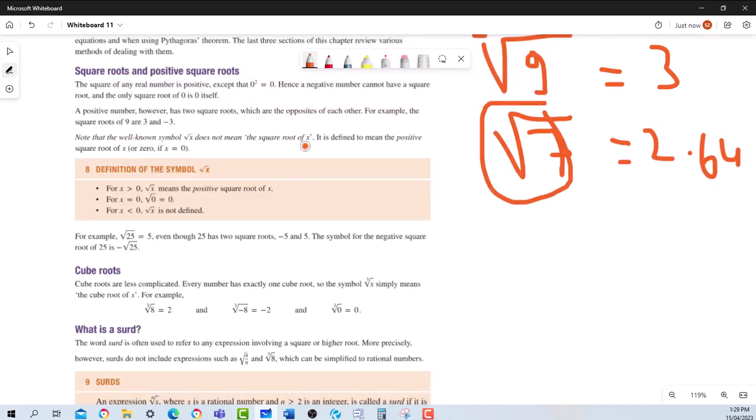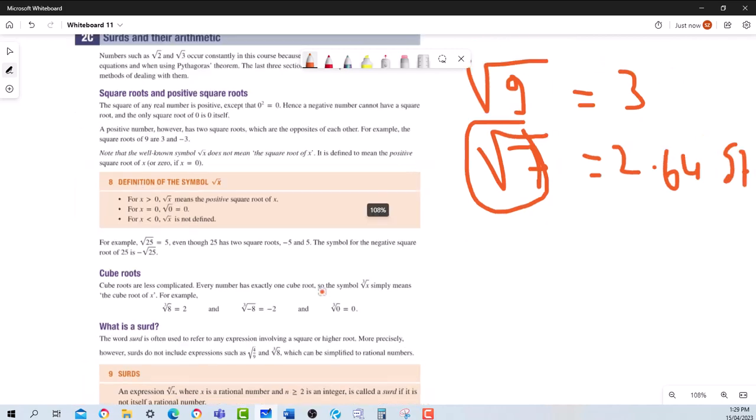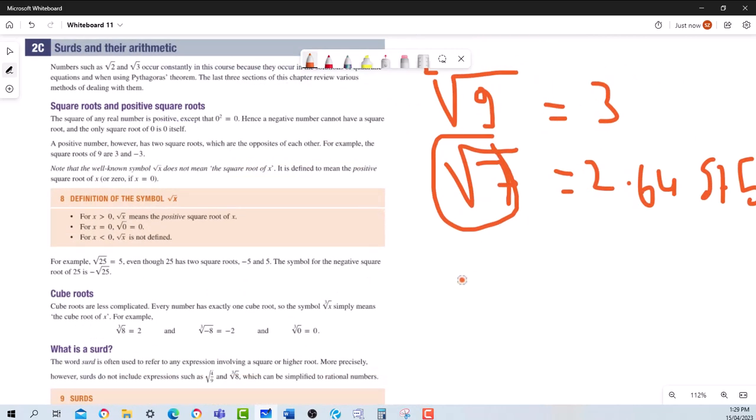The square root of x is defined to mean the positive square root of x. So we know that 3 to the power 2 and minus 3 to the power 2 both give us 9, but the square root of 9 is always the positive number, which is 3. So the square root of a number is always positive.